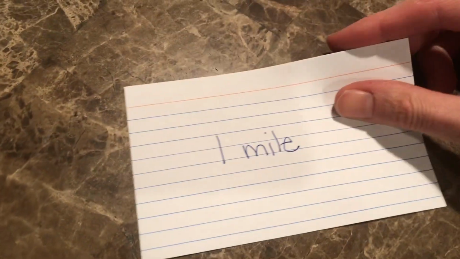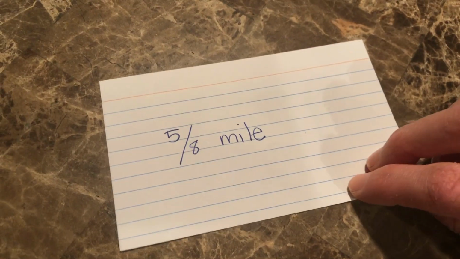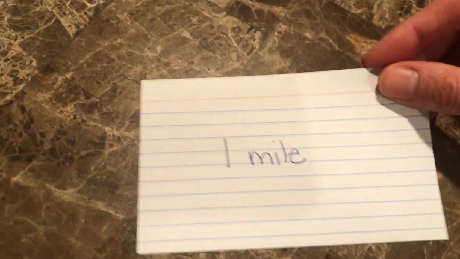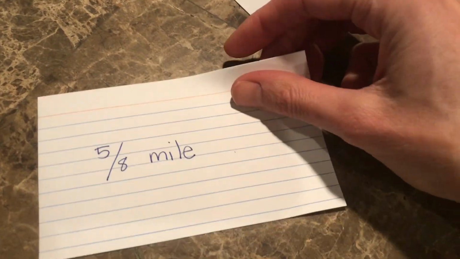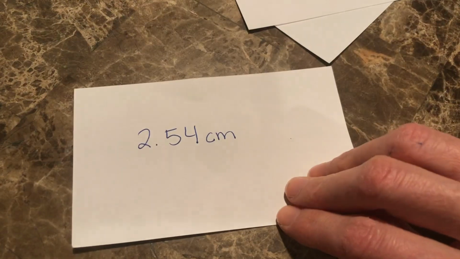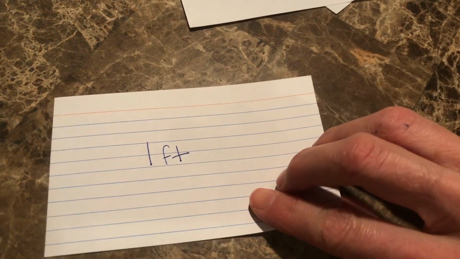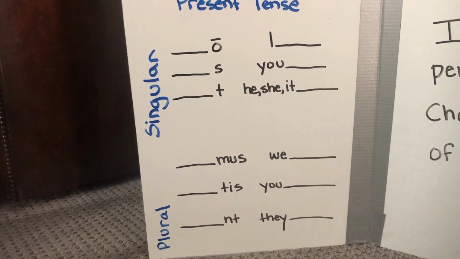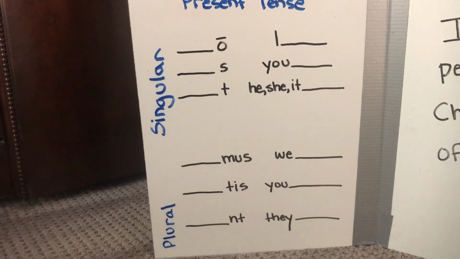Right, 5,280 feet is? 1 mile. And 12 inches is? 1 foot. Okay. And 2.54 centimeters is? 1 inch. And 1 kilometer is 5/8 of a mile. And 1 mile is? 5,280 feet. And 5/8 of a mile? 1 kilometer. Okay. And 1 inch? It's 2.54 centimeters. And 1 foot? 12 inches.